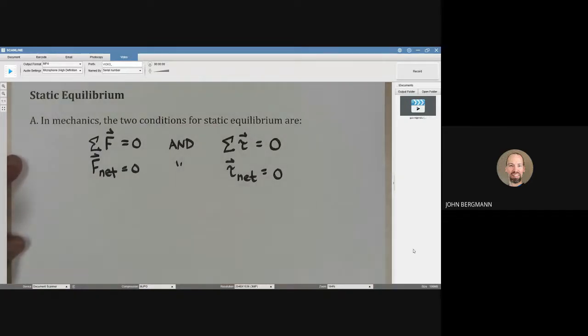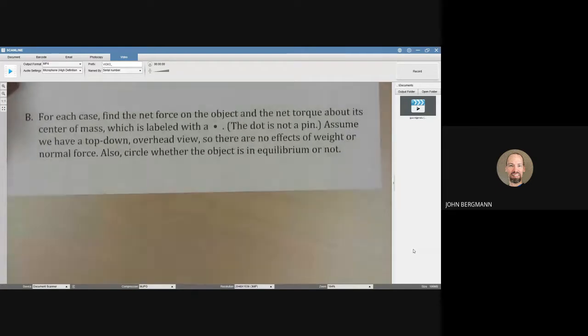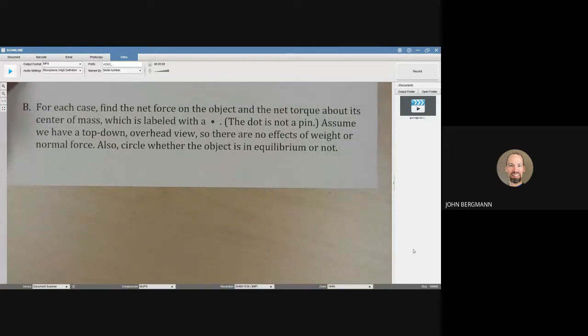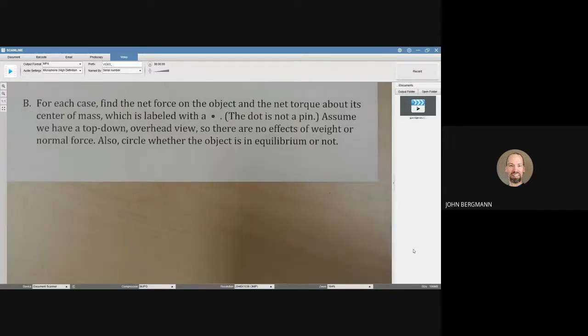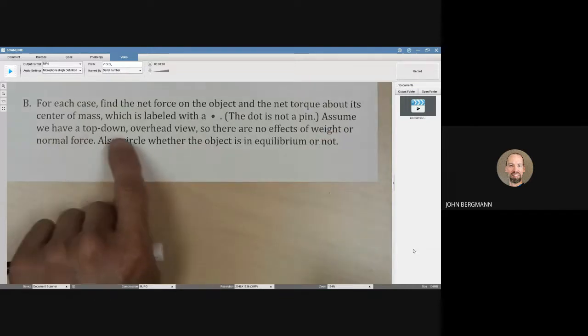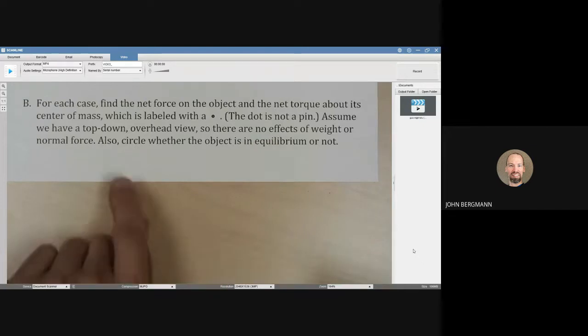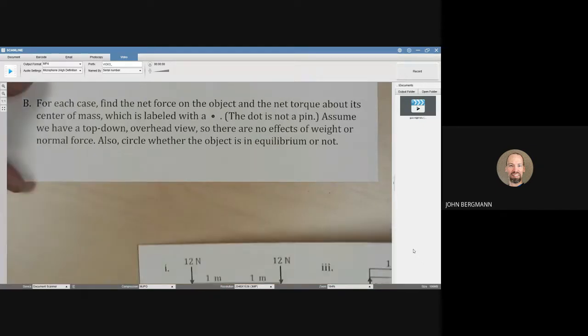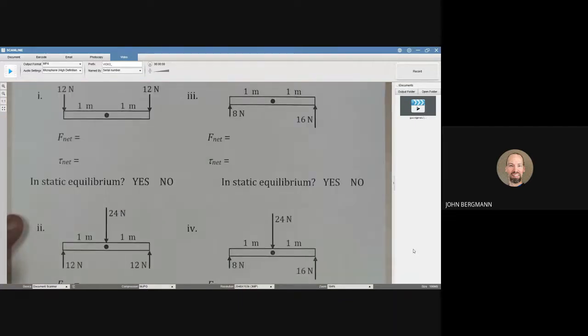We're going to run into a few problems here where we show you, hey, is something in static equilibrium or is it not? For each case, we're going to find the net force on the object and the net torque about its center of mass, which is labeled with a dot. And we are assuming that we have a top-down overhead view, so there are no effects of weight or normal force. And then we're going to decide if each object is in equilibrium or not. Let's give this a go.